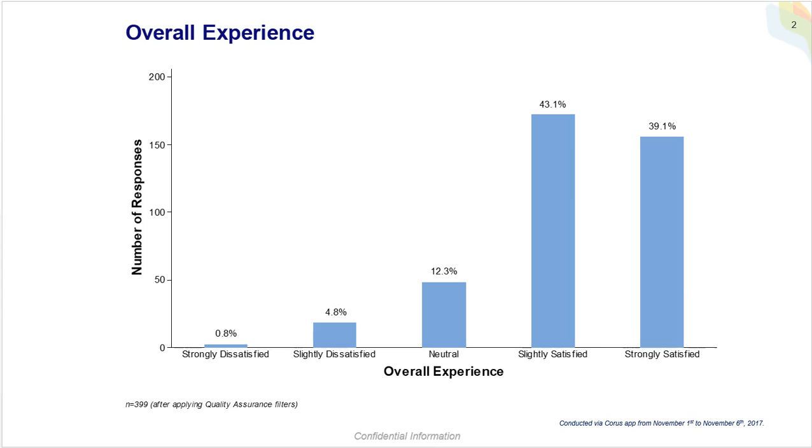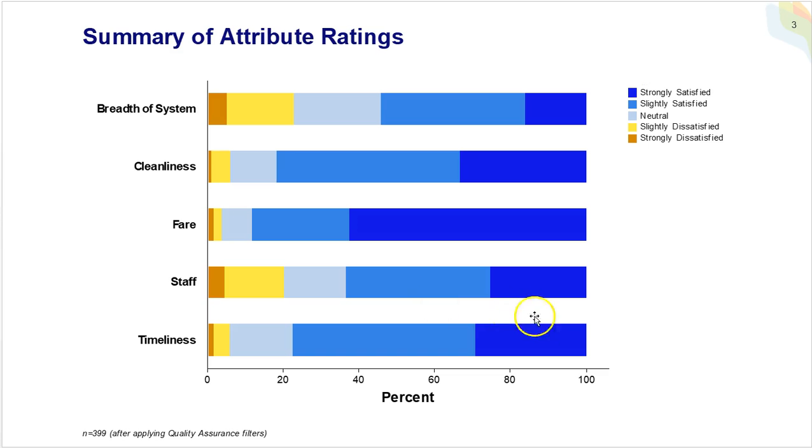So a natural question is why might certain respondents have been satisfied? Why might certain respondents have been dissatisfied? And that's actually two sides of the same coin. So in order to understand satisfaction, the data that we collected will explain both sides of that coin. And so when we move to the actual attribute ratings, we see the breadth of system, cleanliness, fare, staff, and timeliness. So these are in alphabetical order just for convenience.